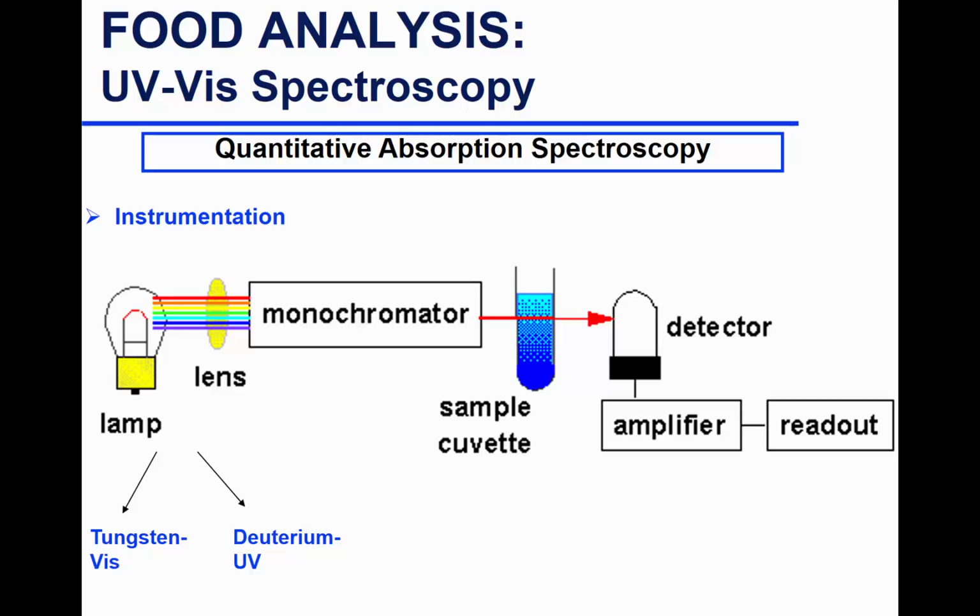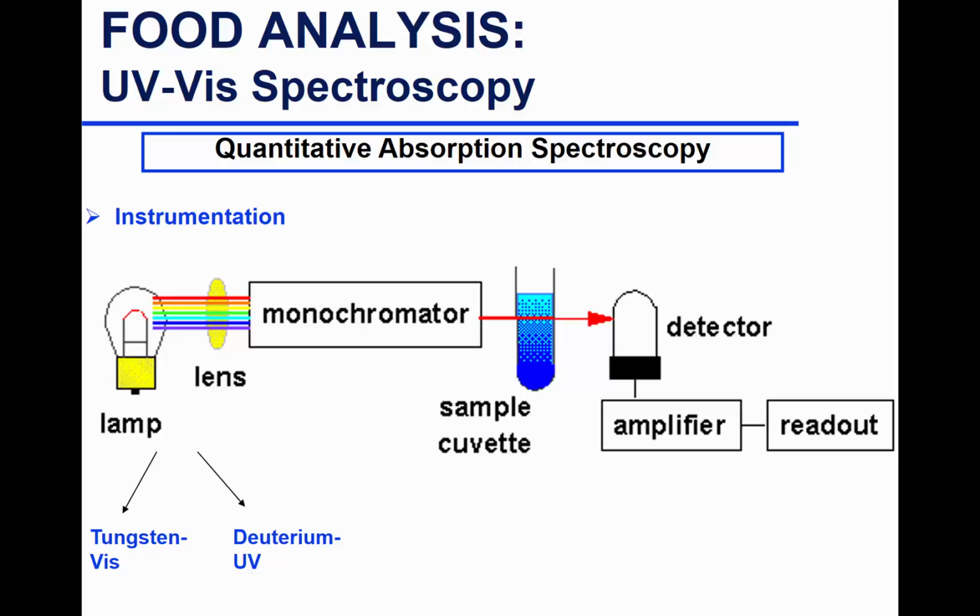So this is a very simple interior look at a spectrophotometer. Basically, you have your source of light, and if you're working in the visible range, you would use a tungsten lamp. That is a common lamp. And if you're working in the UV range, it would be a deuterium lamp.